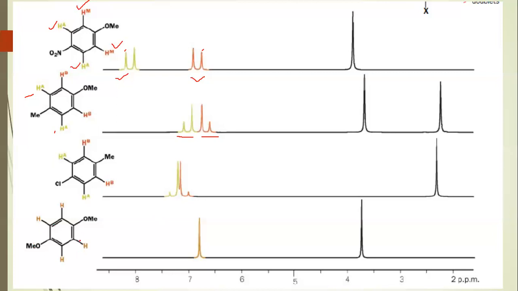And in the final case, the two substituents are methoxy. 1,4-dimethoxybenzene is there, or para-methoxyanisole. All four protons are chemically identical and we get only one signal.